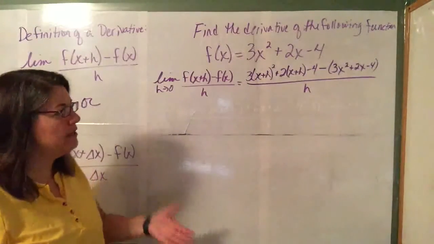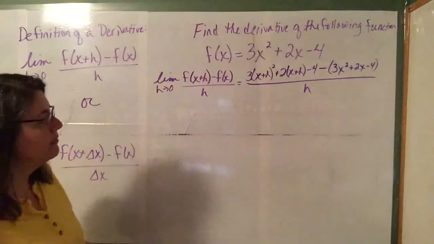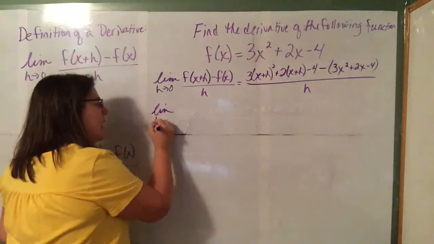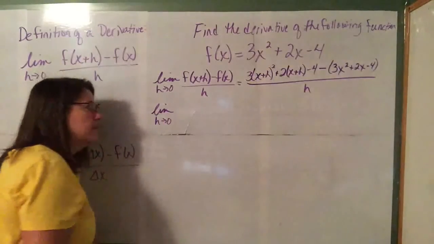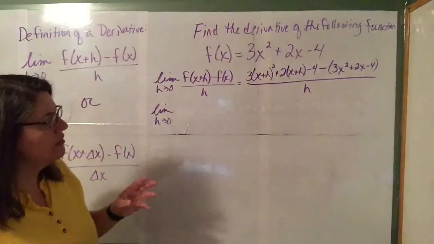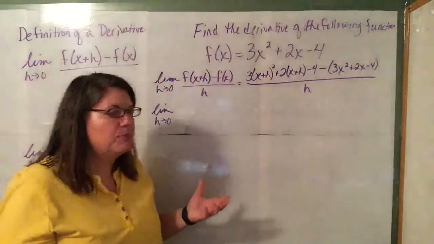I think it's a little bit easier for you to follow if I show every step. All right, the next thing I'm going to do, this is the limit as h approaches 0 still. And I'm just going to start solving that problem. So if you look at this, the algebra in this gets pretty tedious.